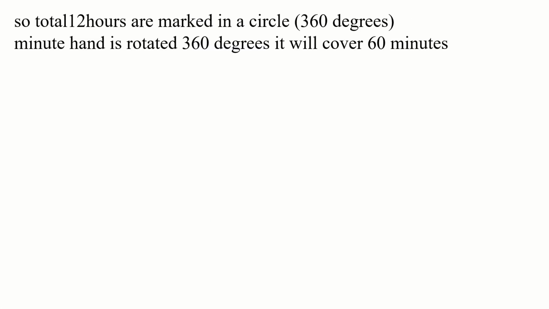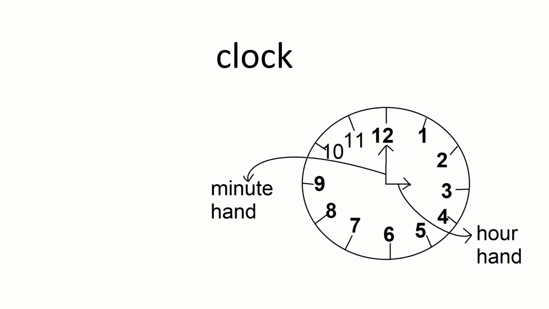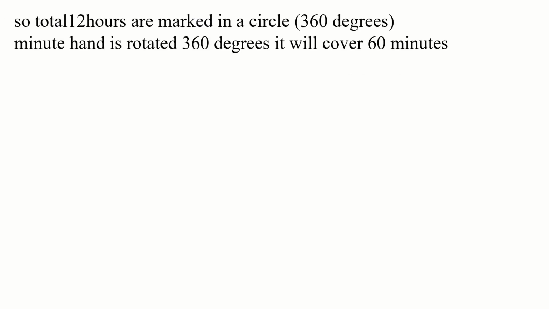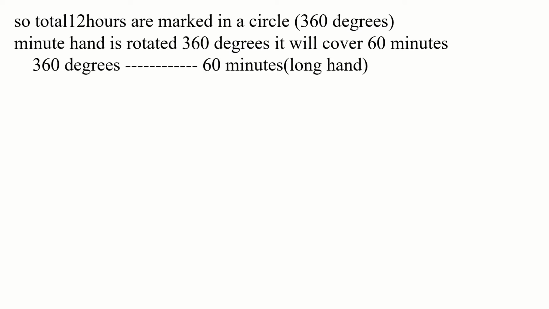So if the minute hand rotates 360 degrees, it will cover 60 minutes. Suppose you see this clock, here this is the minute hand. If it is rotated completely 360 degrees, it will cover 60 minutes. So 360 degrees is equal to 60 minutes. So 6 degrees is equal to 1 minute. For every minute, the minute hand will rotate 6 degrees.